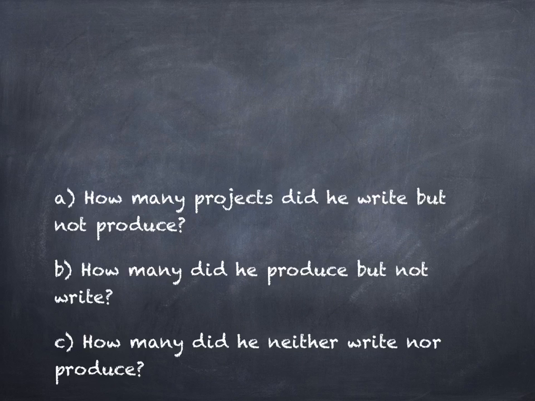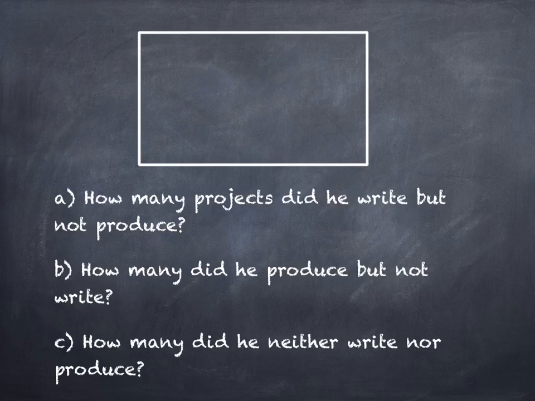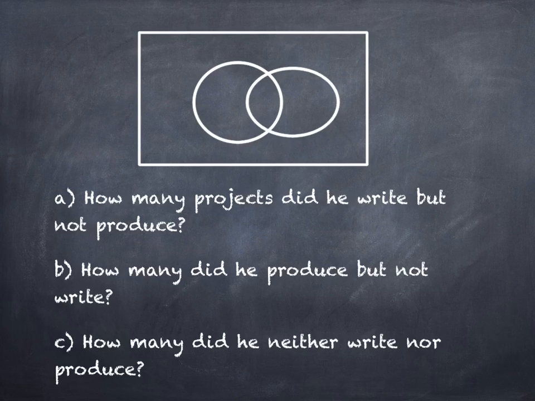First question then is, if I'm drawing a Venn diagram, how many circles do I have? 2. And what are these circles representing based on this information? Wrote and produced. What he wrote, so we'll just label it that way. And what he produced. All right, so I'll just write wrote, and produced.